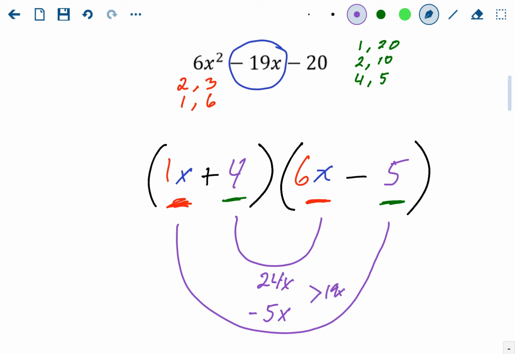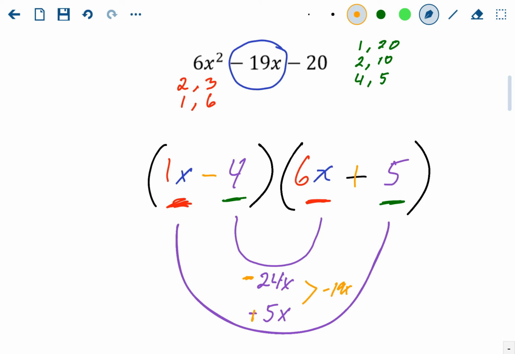So what we're going to have to do is change the signs. Instead of having plus 4 on the left factor and minus 5 on the right factor, we're going to change those signs, and just change the plus to a minus and the minus to a plus. Now again, do the quick inside-outside. That changes this to negative 24x. It changes the outside to positive 5x. Combine those and you get negative 19x, which is what we need.